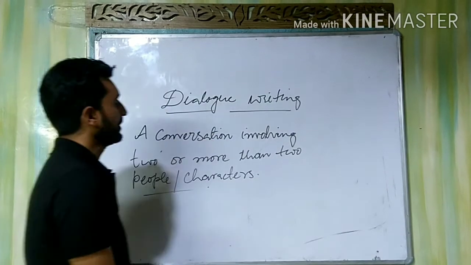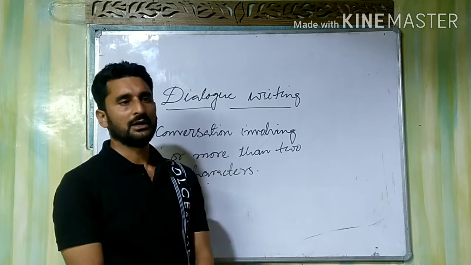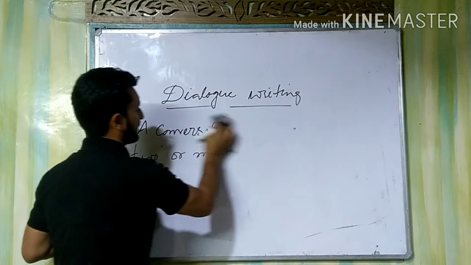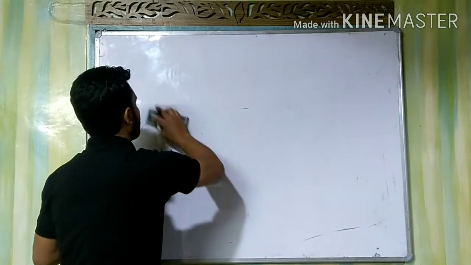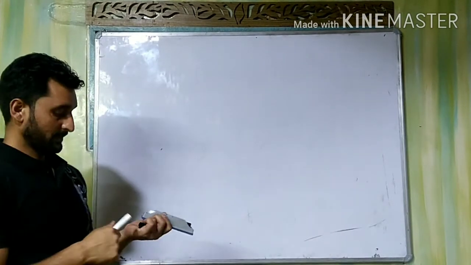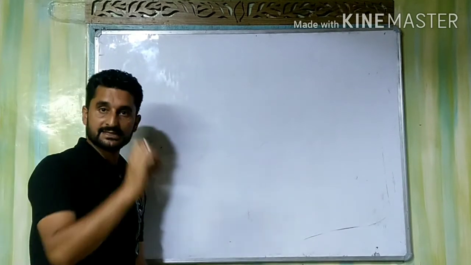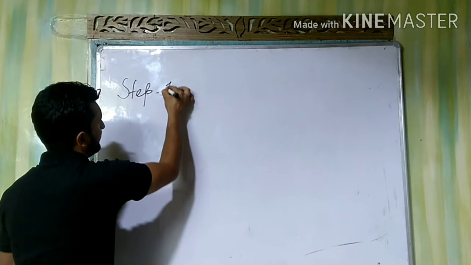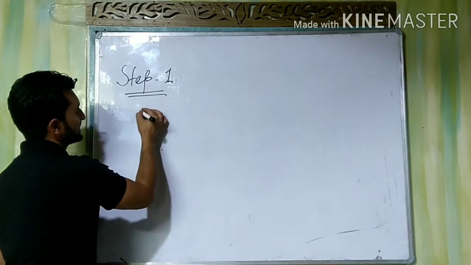All right. So there are various kinds of rules about writing a dialogue. We shall be understanding all those rules step by step. Step one is character assignment.